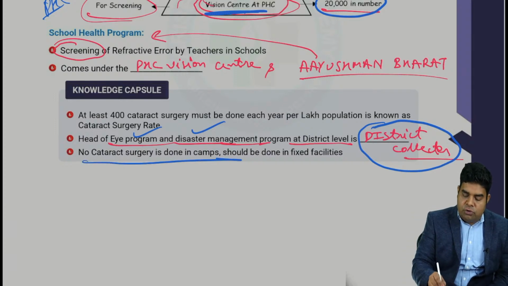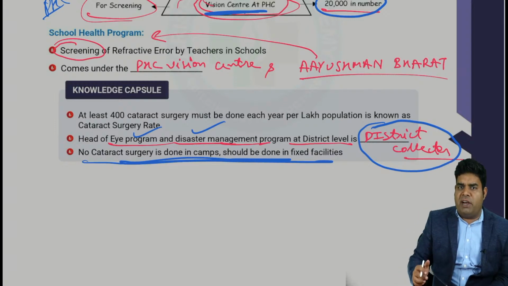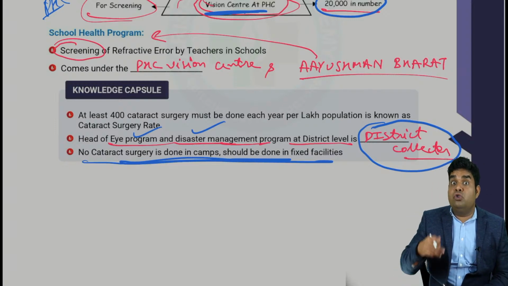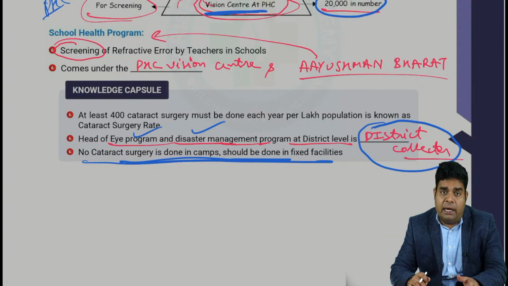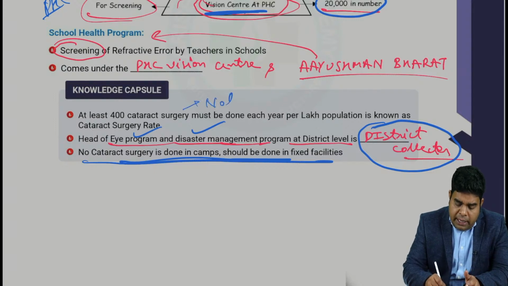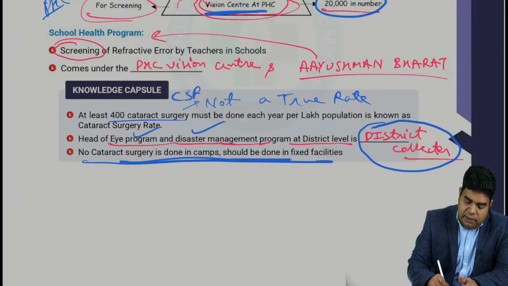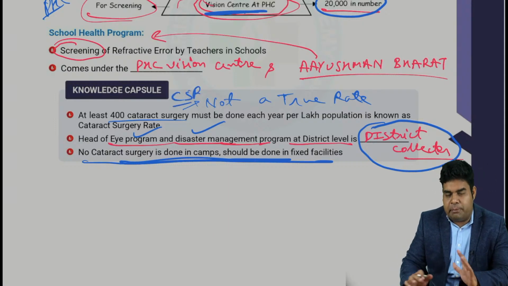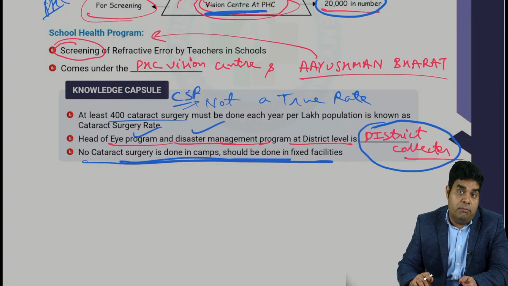And the government is saying there should be no cataract surgery in camps. One reason is camp surgery will lead to more infection. Second, if there is camp surgery, there is no one to follow up the next day. So camp surgery is not allowed. And cataract surgery rate is not a true rate. It simply means that for every 1 lakh population, at least 400 cataract surgeries must be done per year. It is just a measure of how many cataract surgeries have been done per lakh population in a year. It should be minimum 400.